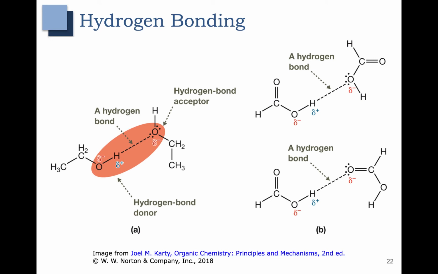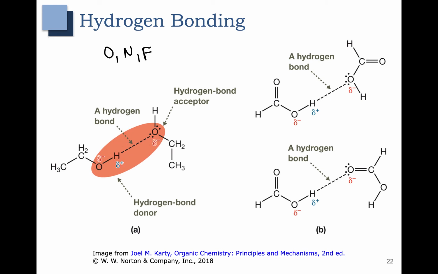Let's take a closer look at hydrogen bonding. In hydrogen bonding, we're looking at the attraction between a lone pair on an oxygen, nitrogen, or fluorine, and it's interacting with a hydrogen that's attached to an oxygen, nitrogen, or fluorine. In this first example here, on the left, you can see the lone pair that's on an oxygen interacting with the hydrogen that's attached to an oxygen. This is a hydrogen bond, and the hydrogen bond is typically represented by this dotted line.